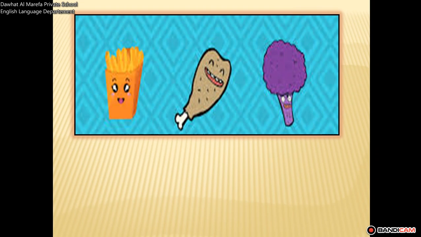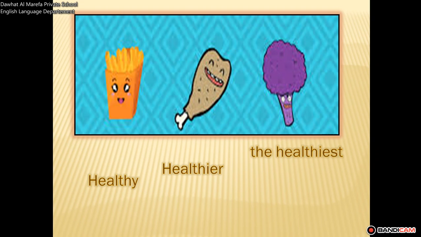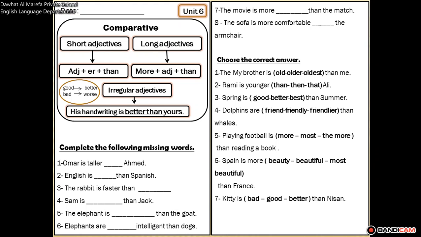Now we have three types of food. We have fries, and fries are healthy. We have meat, and meat is healthier than fries. The last one is broccoli, and broccoli is the healthiest one.